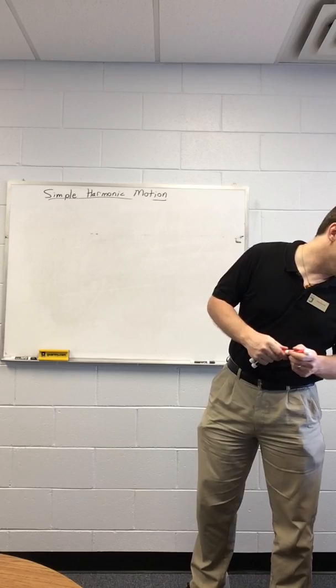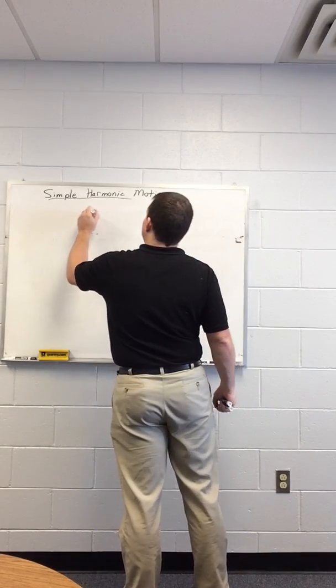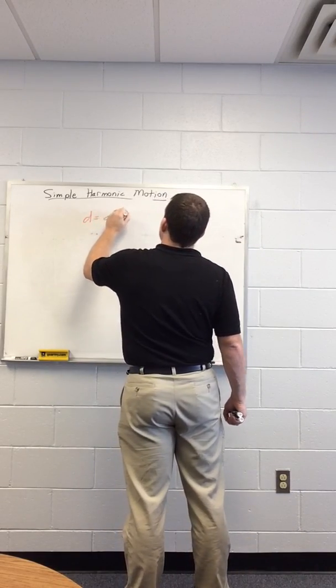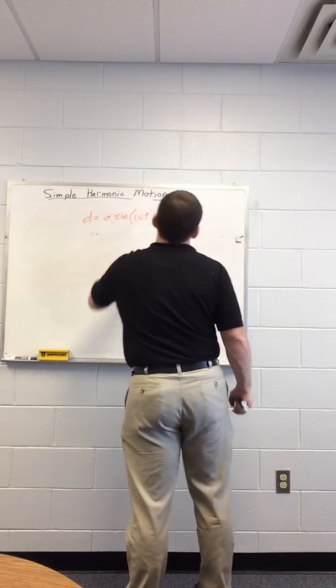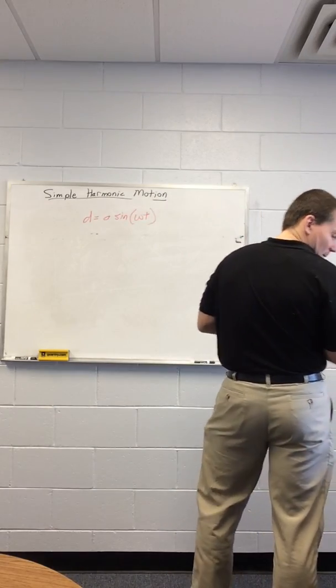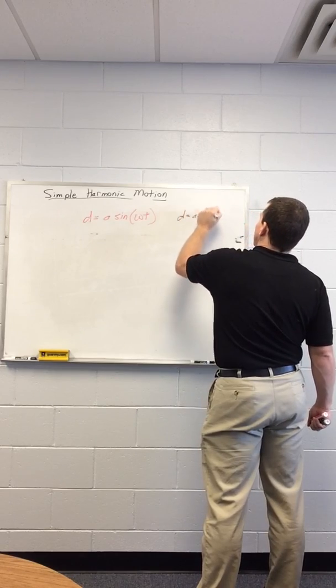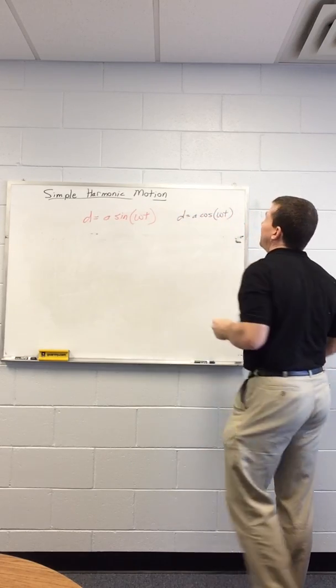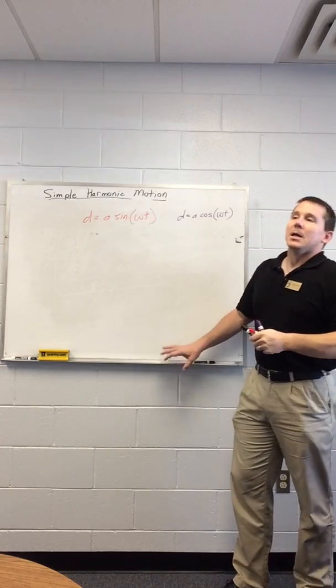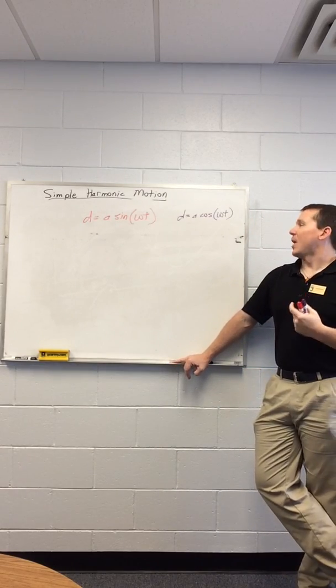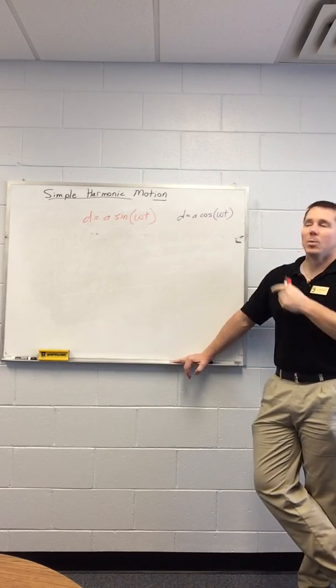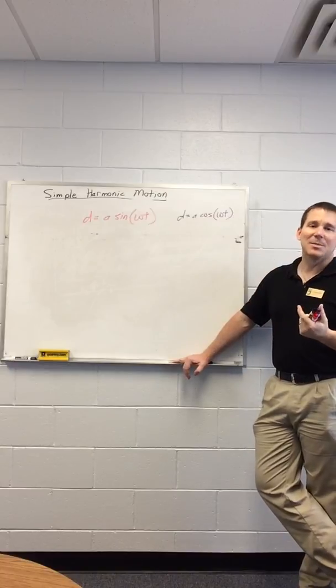I want to use the letters your book uses, so D equals A sine omega t, or D equals A cosine omega t. Both of those equations describe harmonic motion. We'll talk about the letters in a second and what they mean.